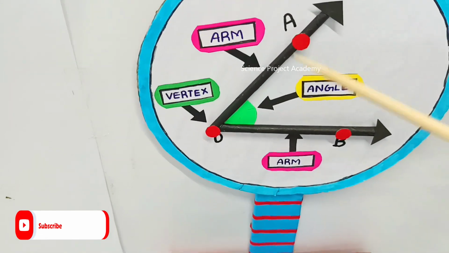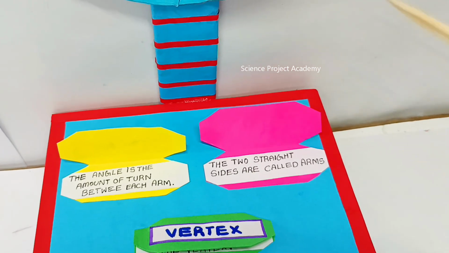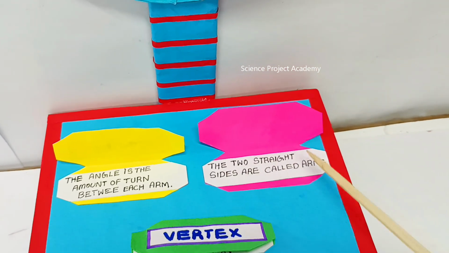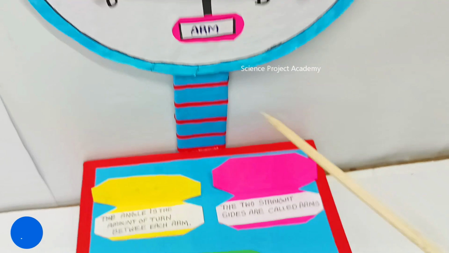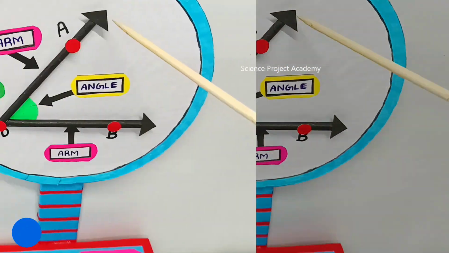Now, we will try to understand what is all about arm. The arm is nothing but those two straight sides are called an arm. Here, this and this we call it arm, which are two straight lines here.